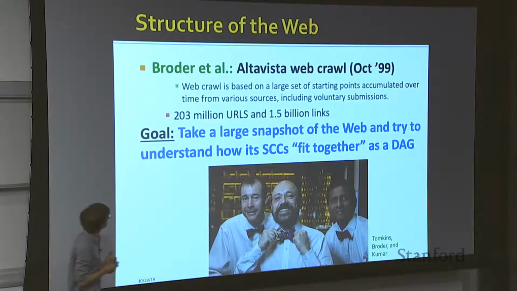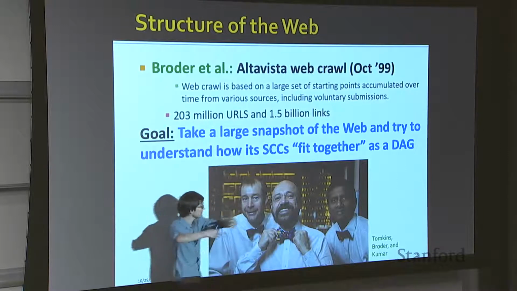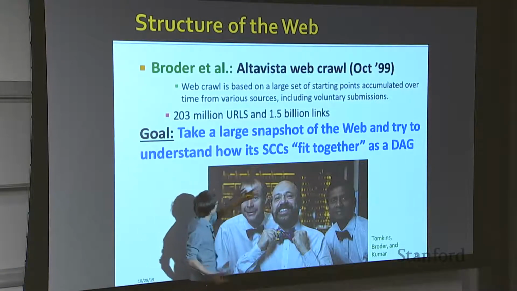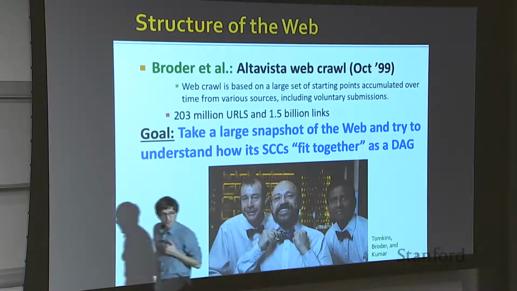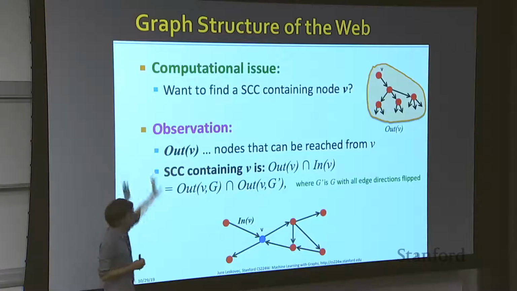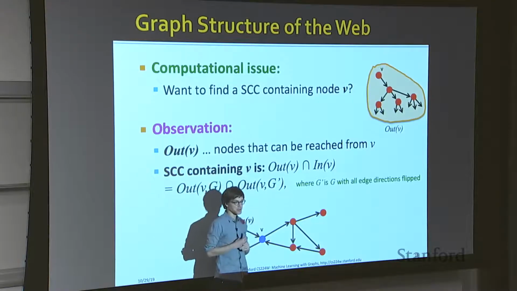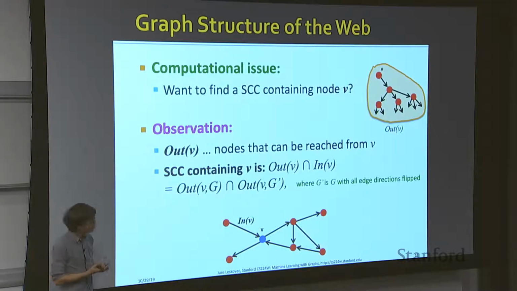But what they were doing was basically saying, let me take this huge graph, let's say that this is now the snapshot of the web, and let me try to understand its structure in terms of how these strongly connected components fit together into a directed acyclic graph. Okay? So there are 2 issues. First is the computational issue. How do I find strongly connected components? That seems very hard. And the observation is that doing this can actually be quite easy, right?